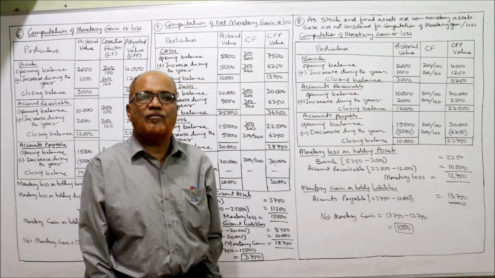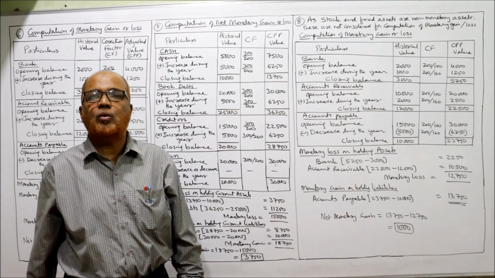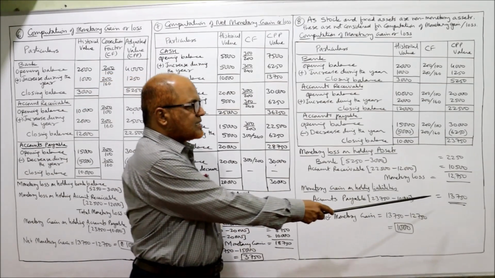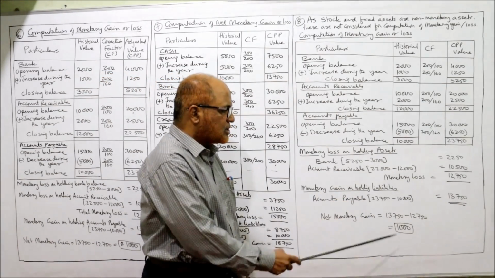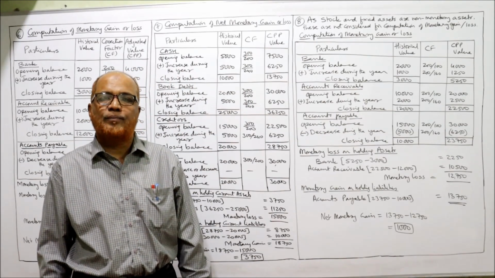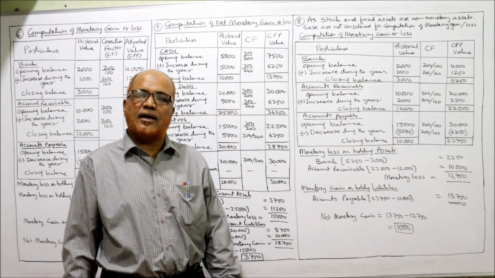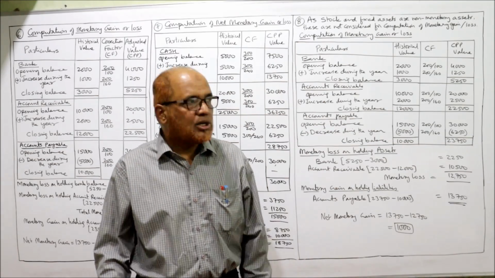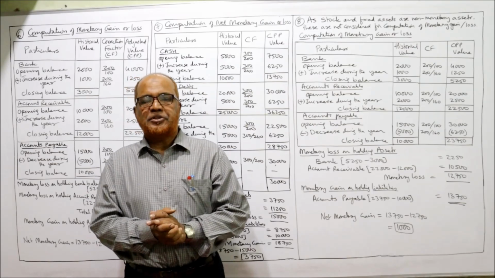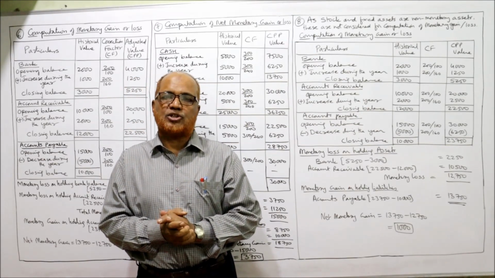And 12,750 is the loss on holding monetary assets. So net gain is 13,750 minus 12,750, 1,000 rupees is the net monetary gain on holding current monetary items. That's it. So totally 8 problems I have completed in this video. 8 problems on CPP method.